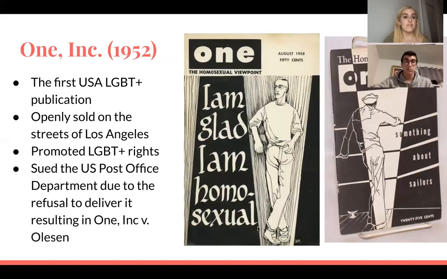Our next thing is ONE Inc., which is the first USA LGBT+ publication, and it was openly sold on the streets of Los Angeles. It had information to promote LGBT rights. However, it actually sued the US Post Office Department due to its refusal to deliver, which resulted in One Inc. versus Olsen, which we'll discuss a little later.